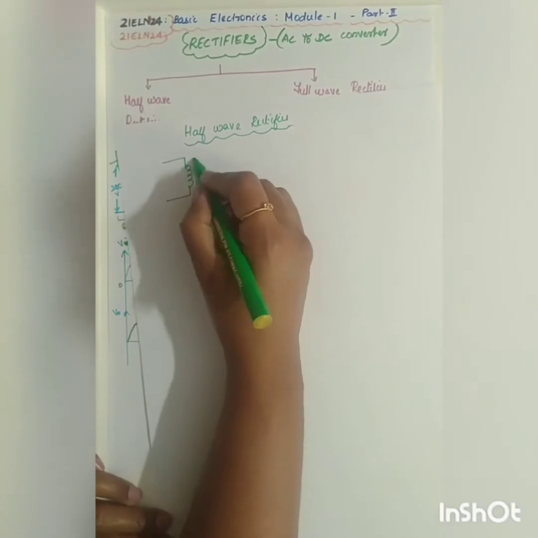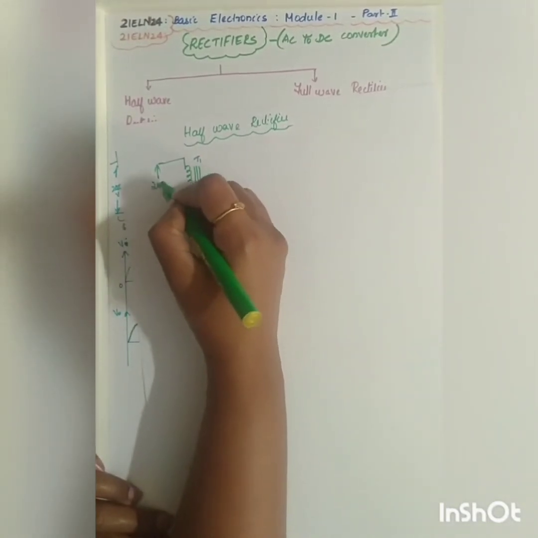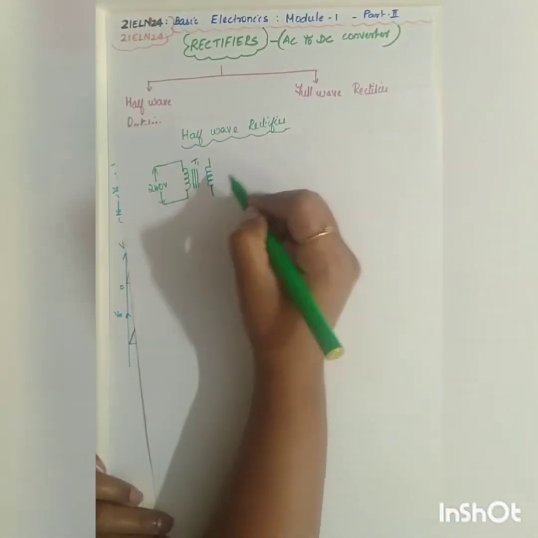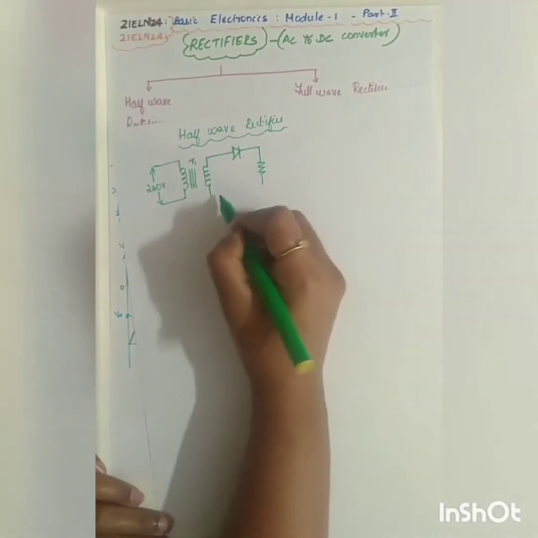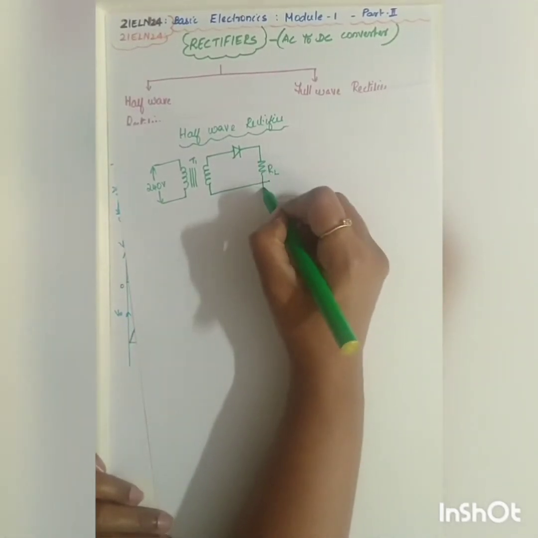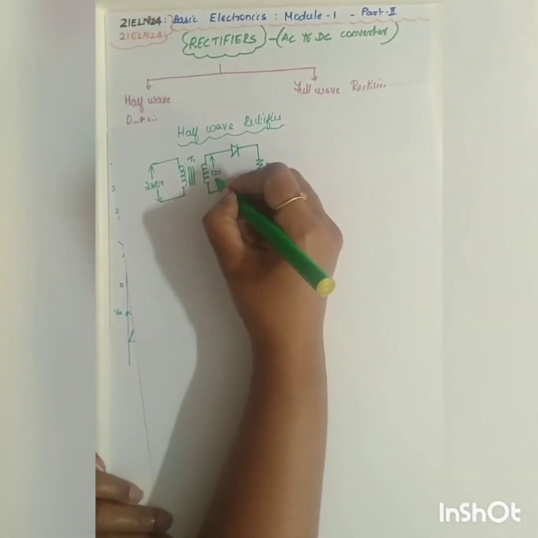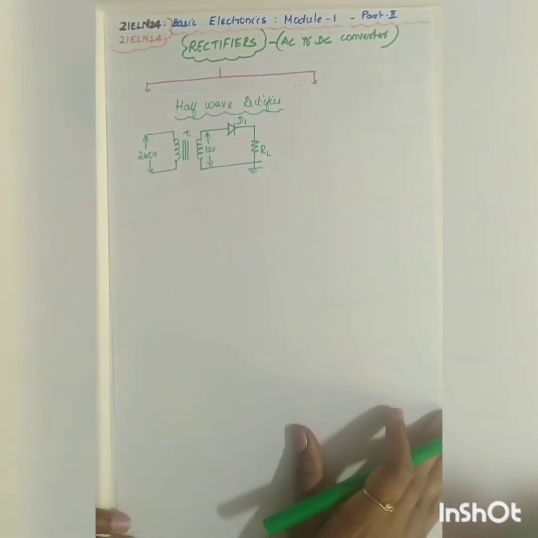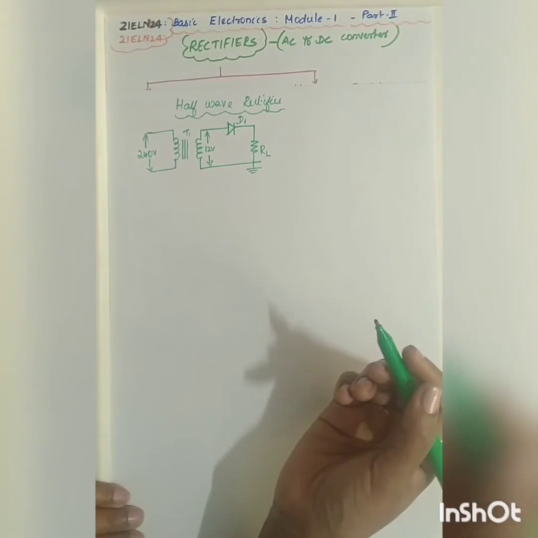You will be having a transformer. The primary voltage will be equal to 240 volt, right? Now you are going to use only a single diode and a resistor RL. This will be your ground. So what will be the voltage here? The voltage here will be equal to 12 volt. This will be your diode D1, right? So this is going to be your major diagram of your half wave rectifier.